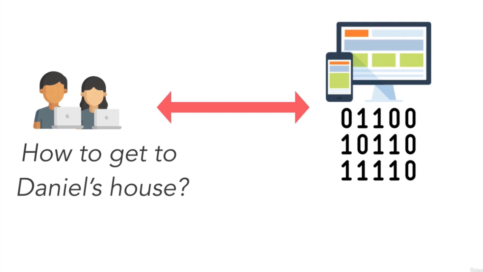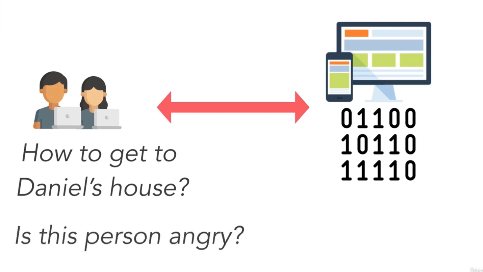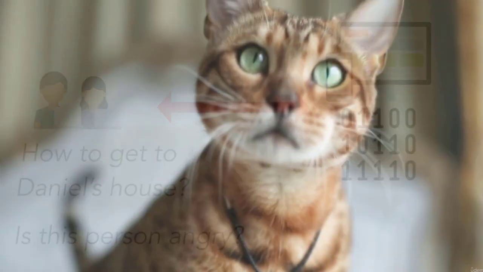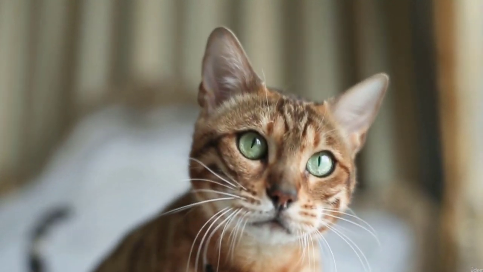What if instead of just trying to get to Daniel's house, we have to ask, is this person angry? Let's say somebody left a review on Amazon, or we're building a product that detects human emotion. How can I describe to a computer what angry means? Can you do that in an if-else block? What about this? What is a cat? How do we tell a computer what a cat is?